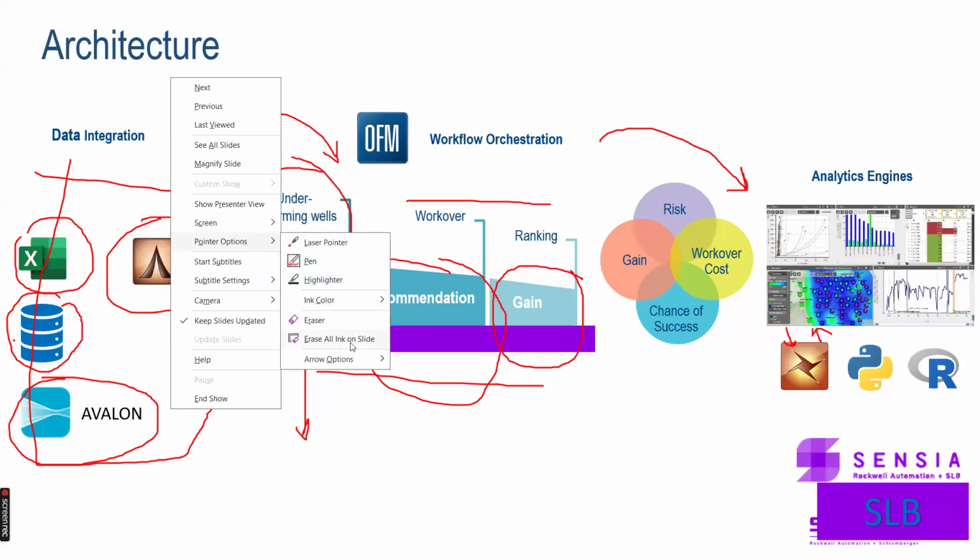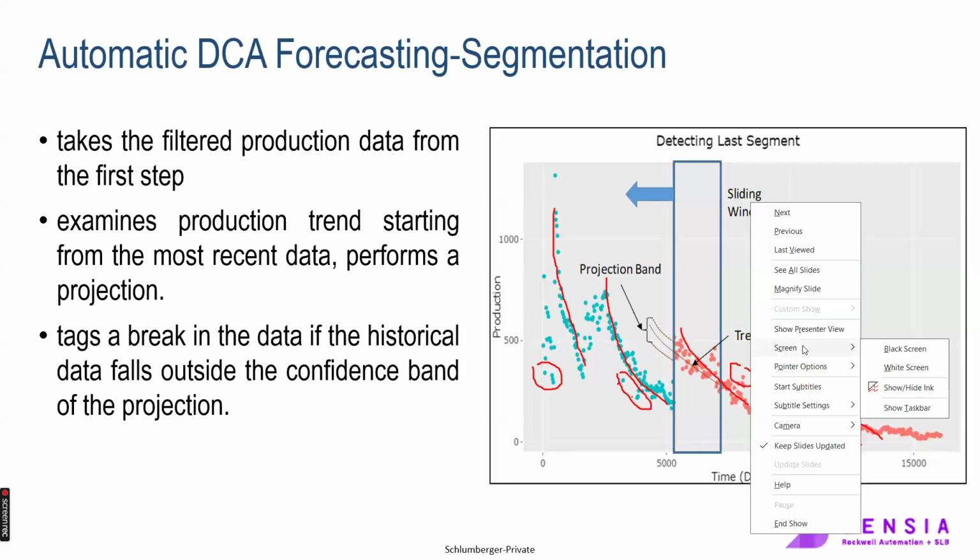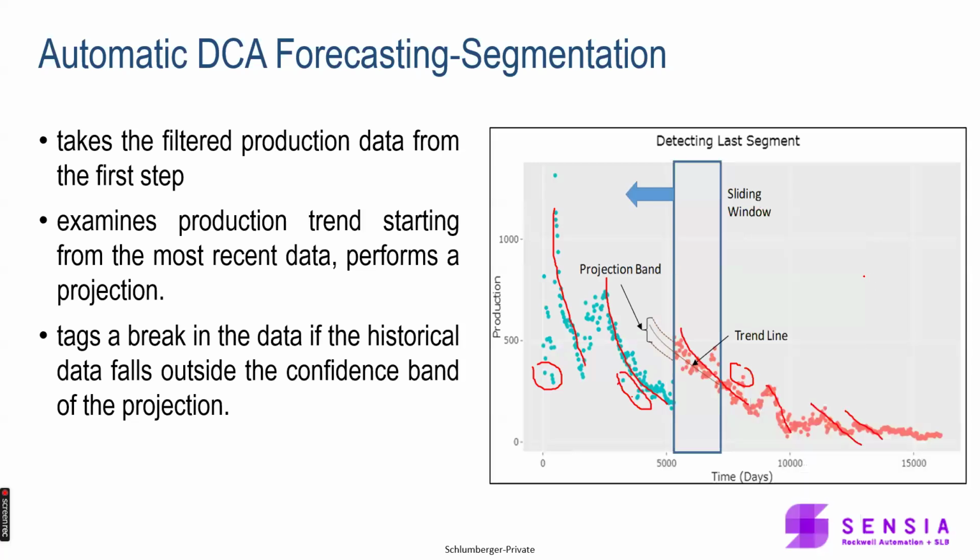Now let's move to the next. One of the main things we have in this workflow is what we call automated forecast automation and forecasting segmentation. It means it will go to your historical data and try to find a trend, either the last trend, for example, it will pick automatically the last trend, or it will go and segment your data and then choose the right one.